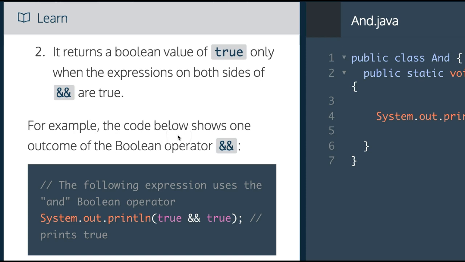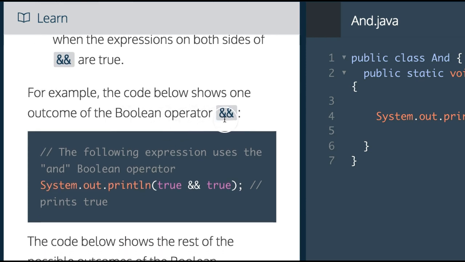For example, the code below shows one outcome of the Boolean operator AND. So System.out.println, we have true and true. Since both values on each side of the AND are true, this will return true.